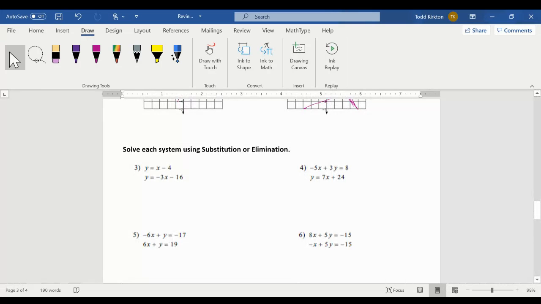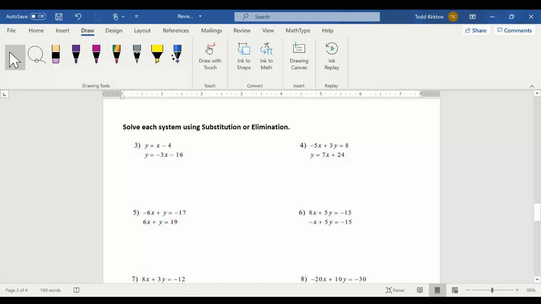So solve each system using substitution or elimination. There's definitely a better way, depending on what they give you. So if it's in this form, I would do substitution because they're both equal to y. You can do elimination. It's just usually if it's in standard form is when you want to do elimination.